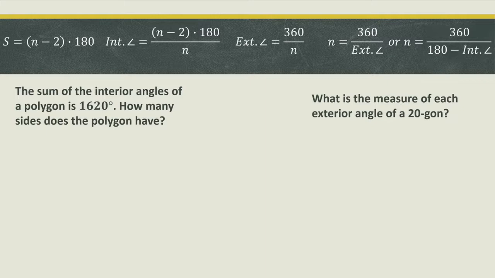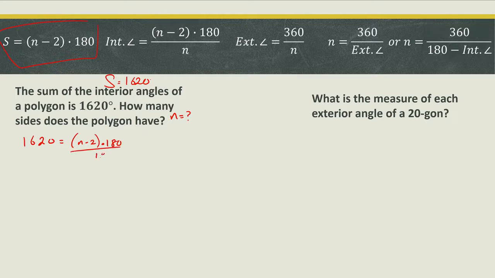Okay, so here's two more problems. So this one, it says the sum of the interior angles, so they're already telling me S equals 1620. They want to know how many sides, so n is equal to what, right? So here they're giving me the information for the sum of the interior angles, and we're looking for n. So I'm going to use this first equation knowing that S is 1620, and I'm going to solve for n.